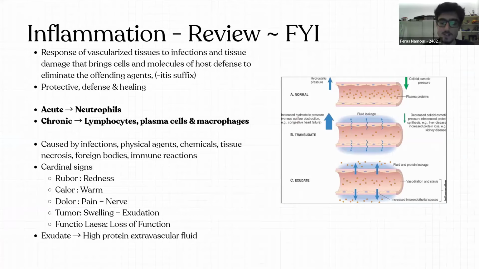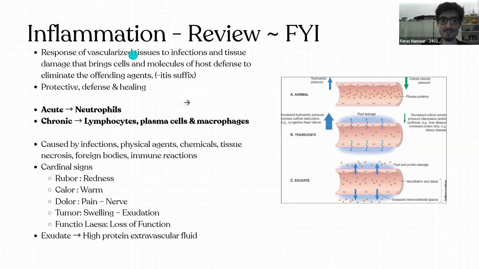things on fire. That's what inflammation means. It's our body's way to respond to any kind of foreign infections or foreign tissue damage or any form of tissue damage. It's a vascularized response, and it's intended to protect, defend, and heal the body. We have two kinds of inflammation. We have acute and chronic inflammation with different kinds of cells in both. And usually, inflammation is caused by infections, physical agents, chemicals, necrosis, and foreign bodies.